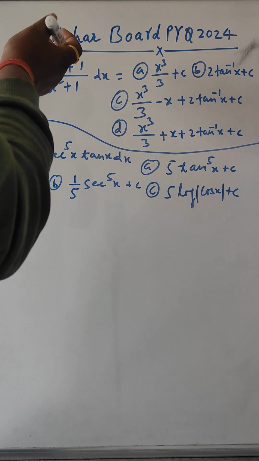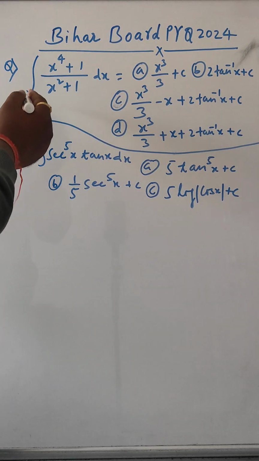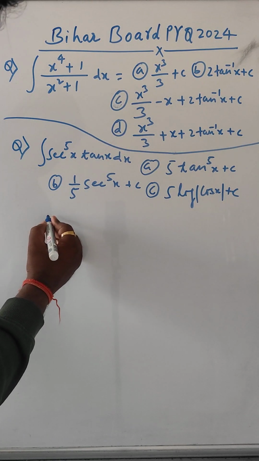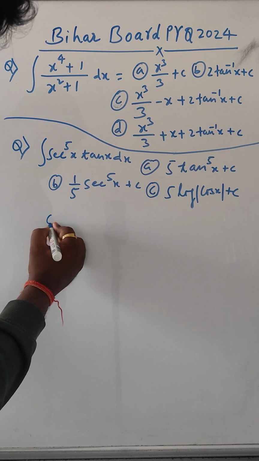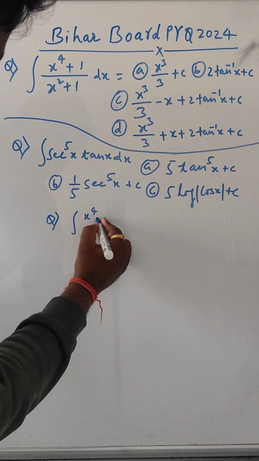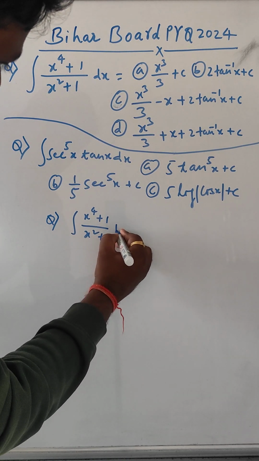Okay, the first problem is the integral of (x^4 + 1)/(x^2 + 1) dx. This question came in the Bihar Board. So we'll solve that first one. The first question is the integral of (x^4 + 1) divided by (x^2 + 1) dx.